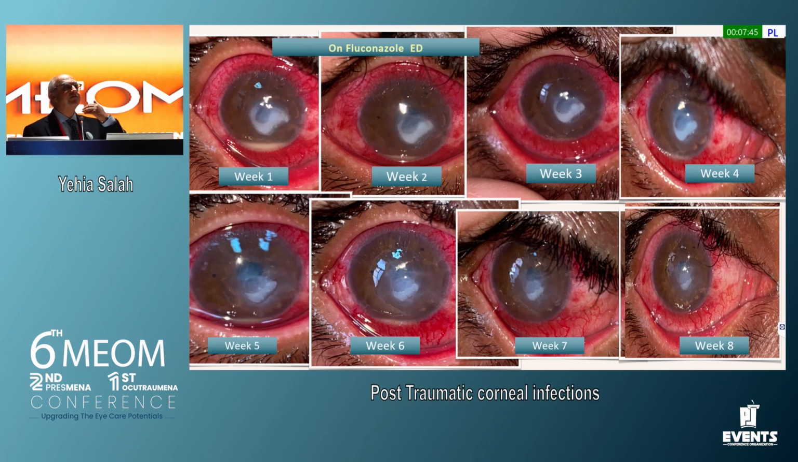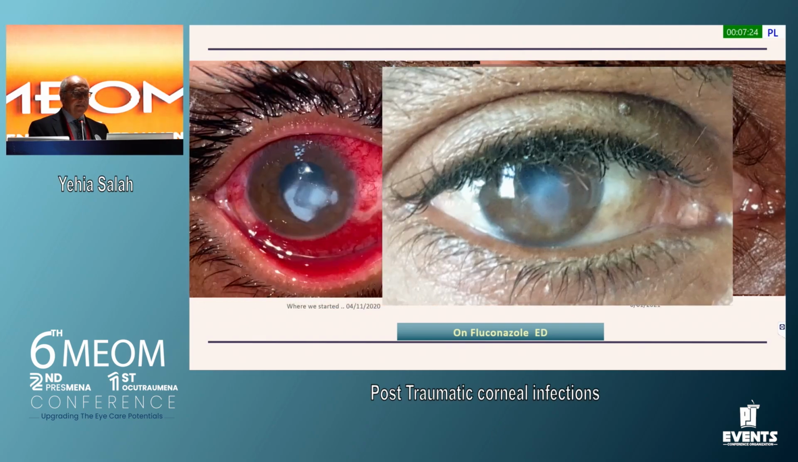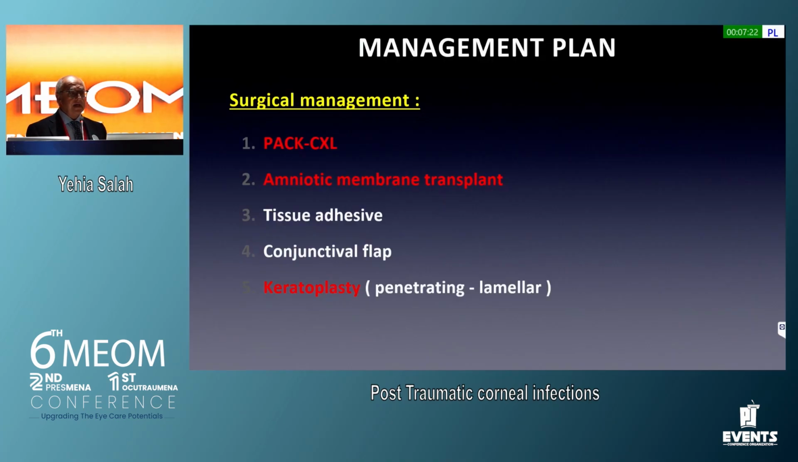You have to tell the patient from the beginning it will take time, even if you are on the right track. And you can see the improvement over 8 weeks, and even more, that it changed completely the clinical picture from a very severe infection of the cornea, infiltration of the cornea, to something that you can deal with later on. So if this fails, even if you are on the right track, if the treatment is not responsive, you have to think how to intervene.